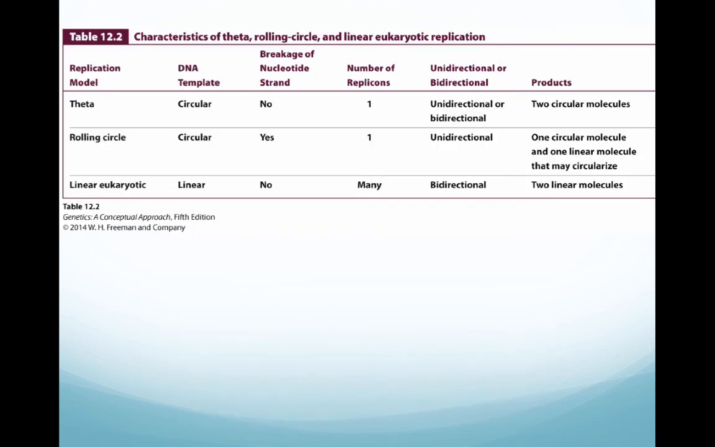All right, so this table in your book really gives you a good idea of the different models of replication, so theta, rolling circle, and linear, what DNA template they're going to be specific to, and then whether they are going to have multiple or only one replicons as their products, and then the products of each one of those models as well. So this gives you a really good overview of what we're headed into in DNA replication. So we're going to be looking at how each one of these processes occurs at a more detailed level.